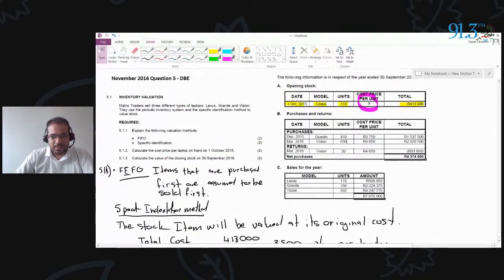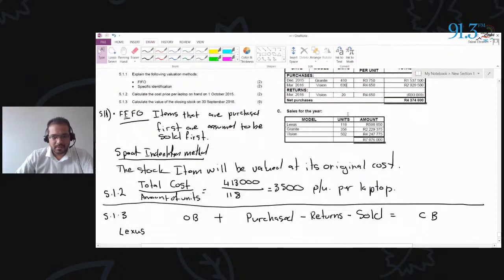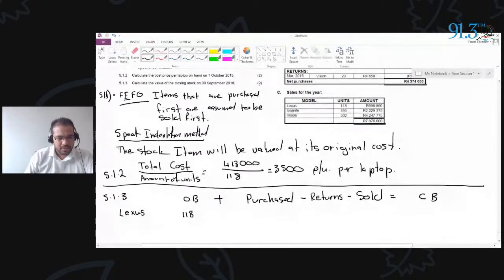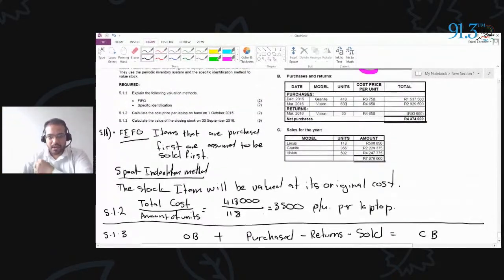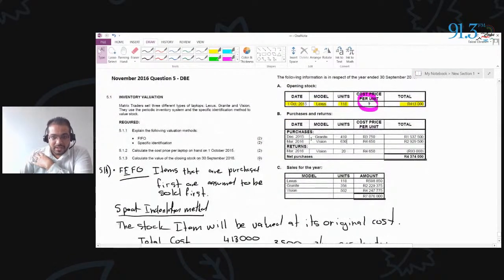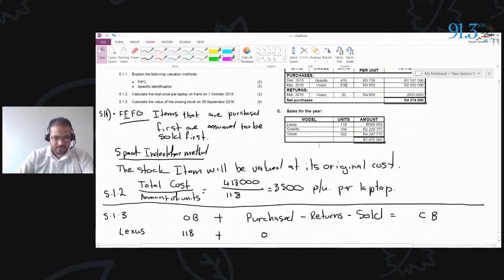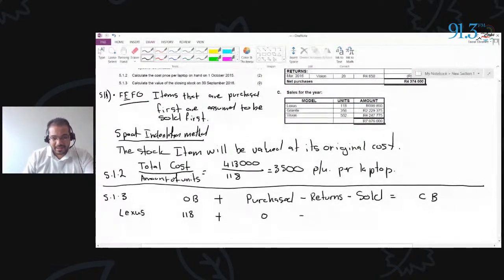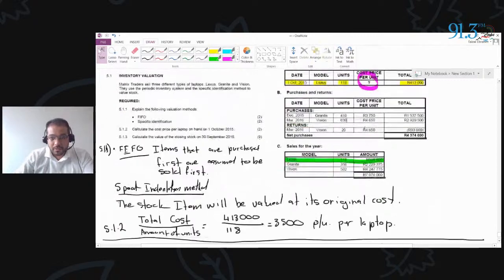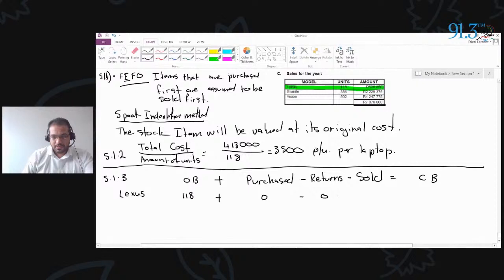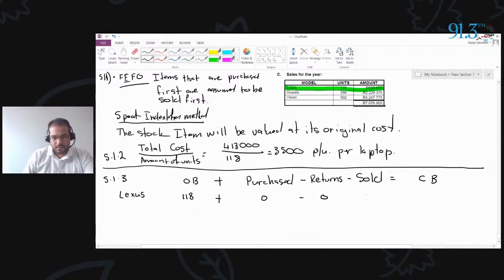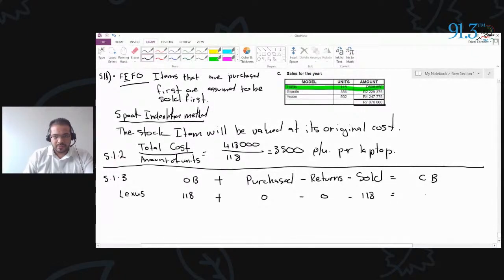So on my Lexus, I've got an opening balance of 118 units. Plus, I've purchased zero, because nowhere in the question does it tell me that I've purchased anything. It only tells me that I've purchased Granite and Vision, and that I've returned Vision items. So I've also returned nothing. And then what I've sold, I can go see over here for Lexus: I've sold 118 units. So basically I sold everything. So we say minus 118, and that will leave me with a closing balance of zero.